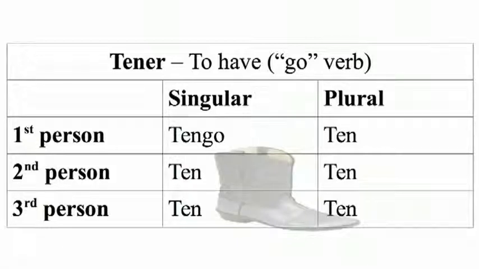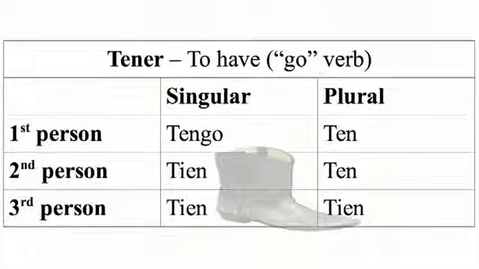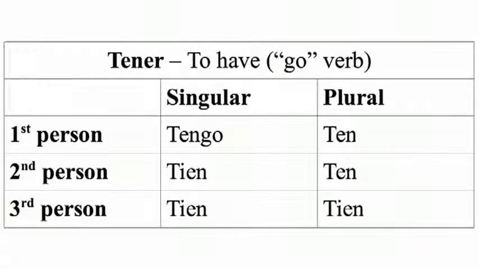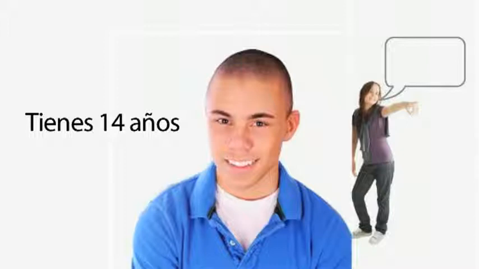And then change the E to an IE inside the boot. Tú, él, ella, usted, and ellos, ellas, ustedes. So we have tengo, and then our stems are tien, tien. Nosotros and vosotros are regular, so they're ten and ten. And then last we have tien. Then all we have to do is add the regular ER endings. ¿Listo? What's the ending for the tú form? ES. Tienes 14 años. You're 14 years old.